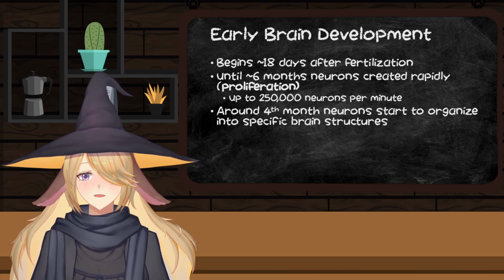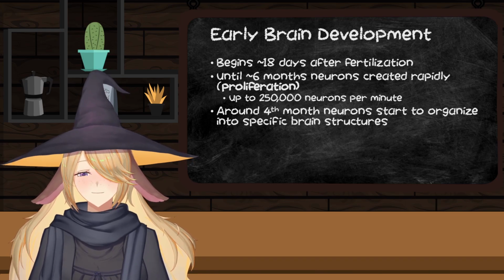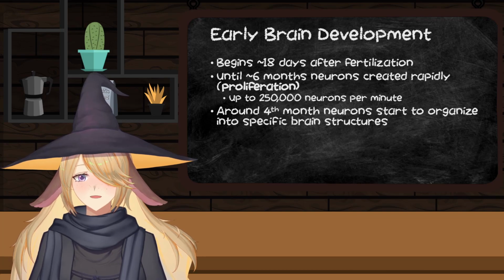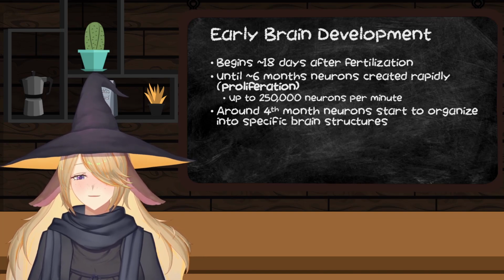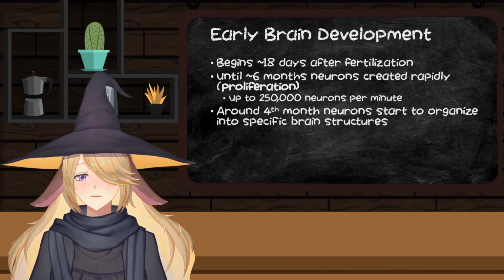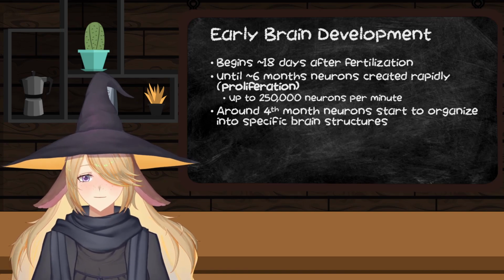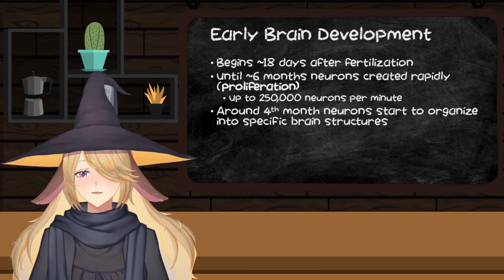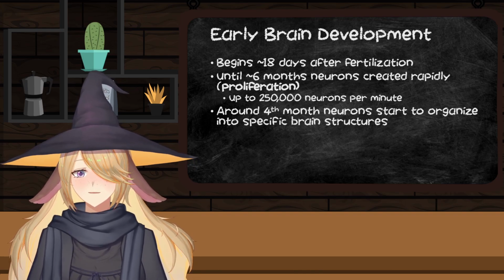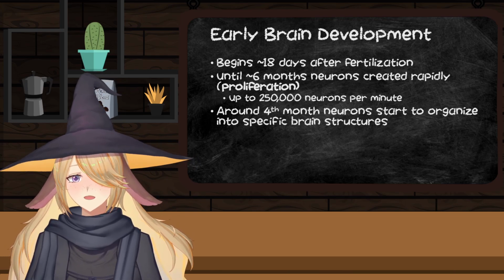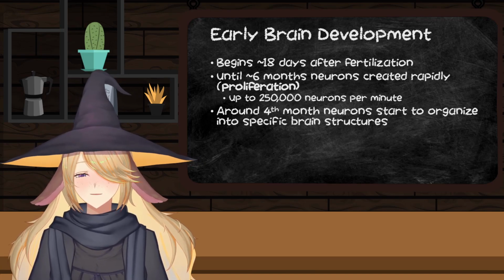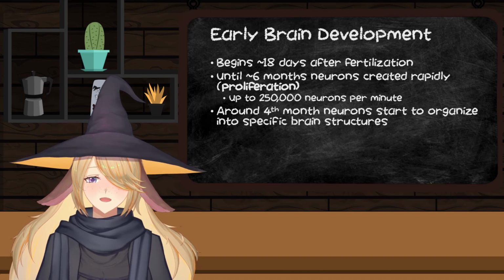And then around the 4 month mark, the neurons start to organize and develop specific brain structures. So there's a massive proliferation, an explosion of neural development. You get a whole bunch of neurons, and then they have to figure out where to go, and they sort into the structures that we've talked about: the frontal lobe, the parietal lobe, the brain stem, and all that. So at first there's just a massive proliferation of neurons, and then the neurons are activated.